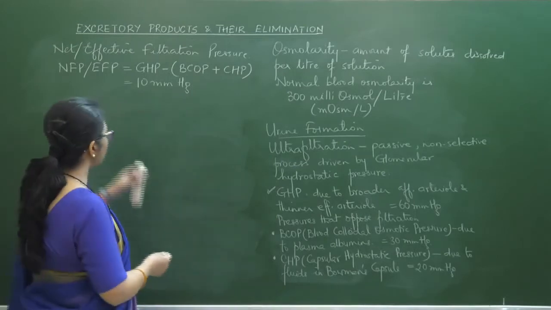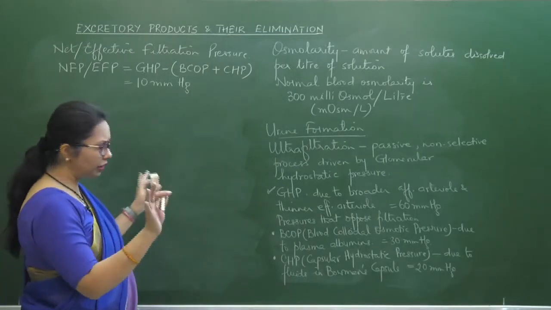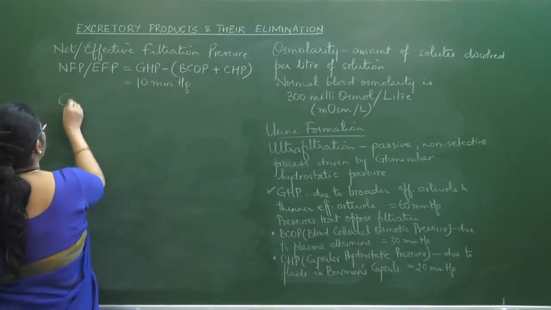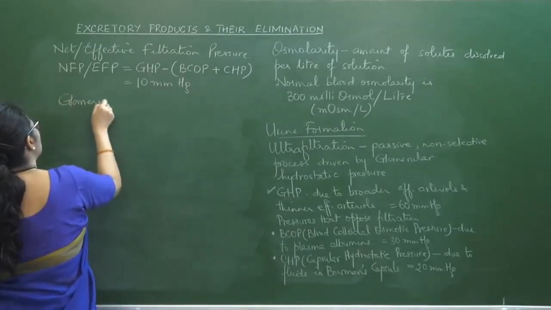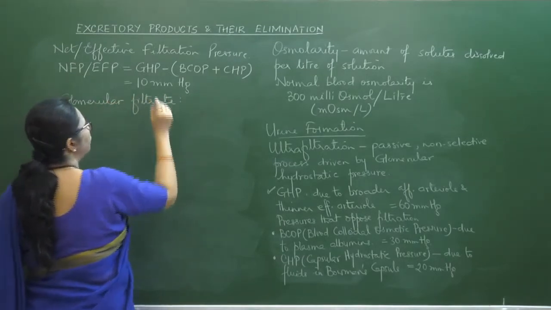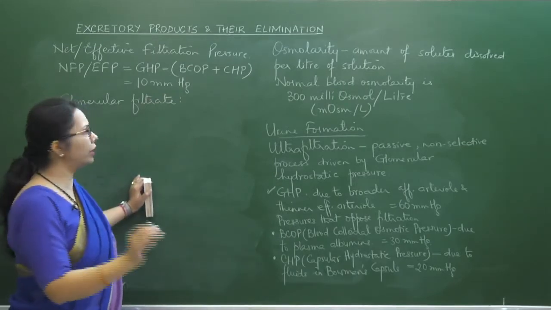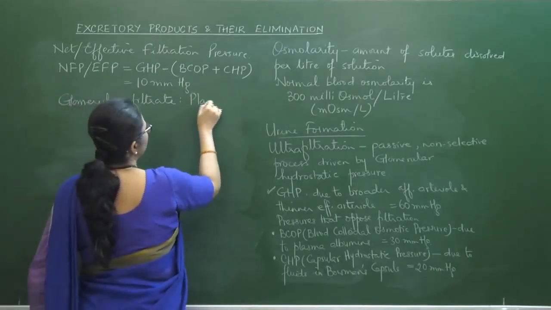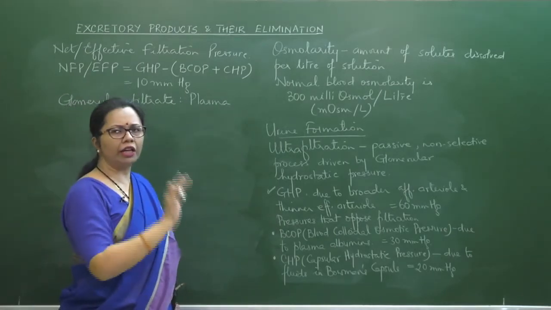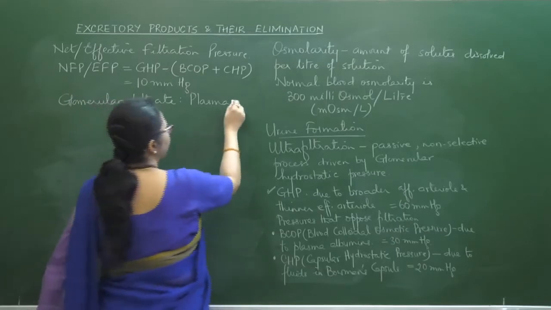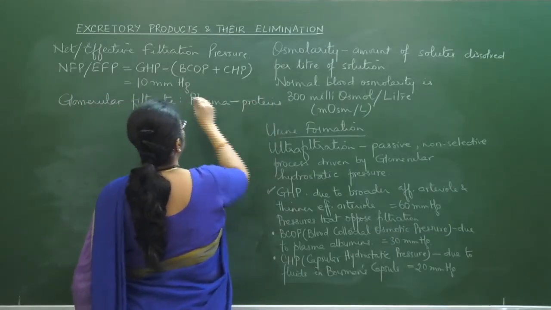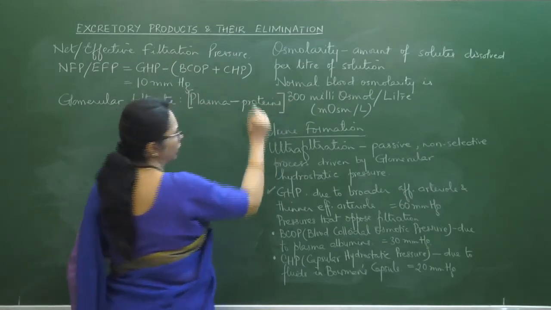Okay. Now coming to this, this is filtered, fine. Now what gets filtered is called the glomerular filtrate. Now what does this glomerular filtrate contain? I'll give you a very simple thing. You can just mention this is plasma, the blood plasma, because the blood cells are not being filtered. So whatever is there in our plasma, it gets filtered except the proteins. So it is plasma minus the proteins.